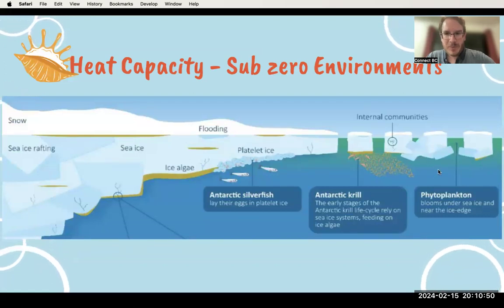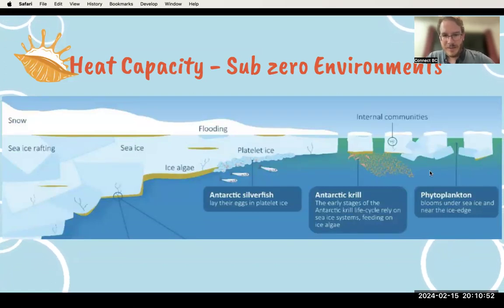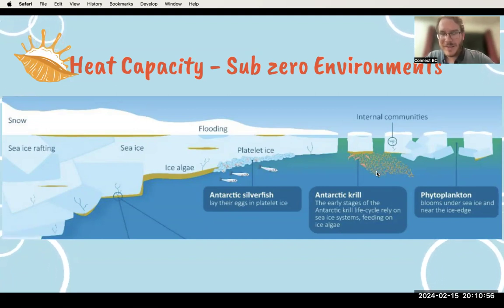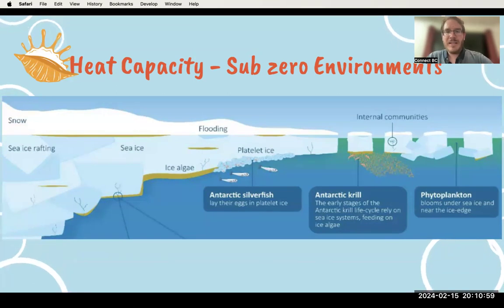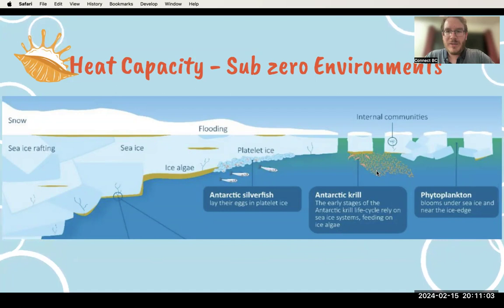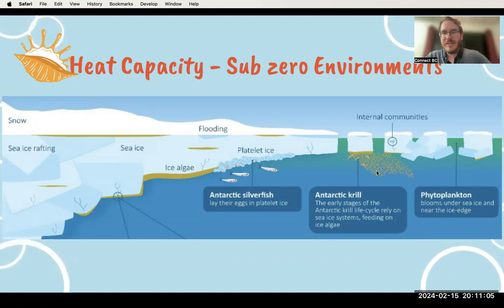And so these animals are important because they provide food for other ecosystems. So the krill feed the whales, and the whales migrate. They go elsewhere and do other things in other ecosystems. So we need these sub-zero environments to support that, so that they can participate in other ecosystems and support them as well.